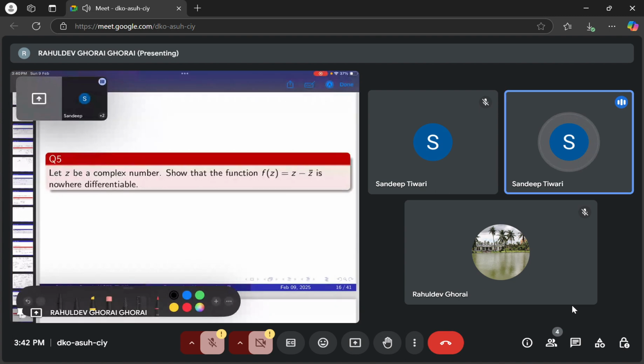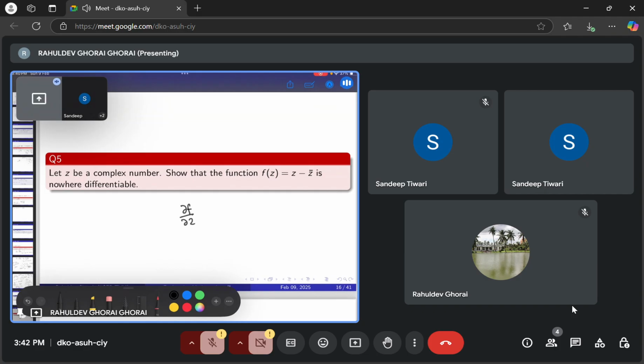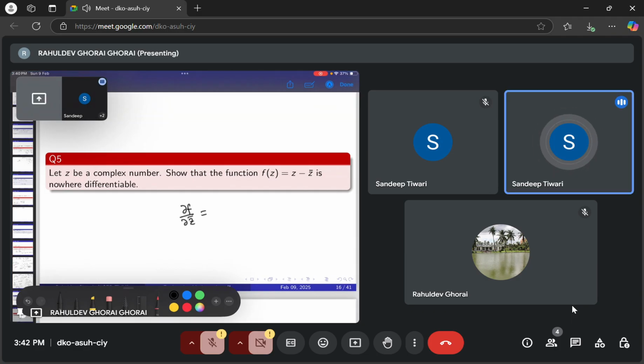The del upon, sir, del z bar, sir. Del z bar, sir, is not... Oh, great. 0. Yes, yes. Del f over del z bar. What has to happen? Minus 1, sir. It must be, sir, 0 if it is differentiable, sir.